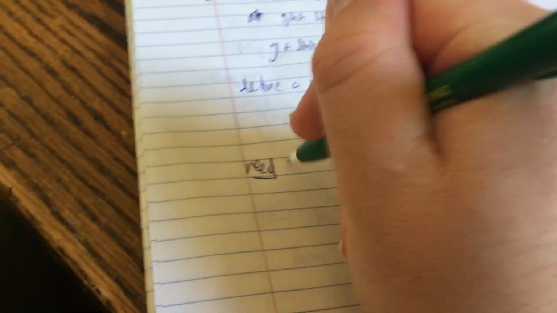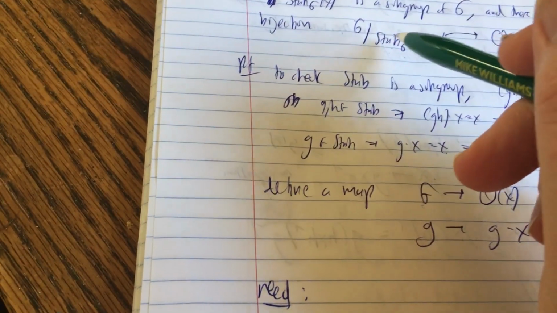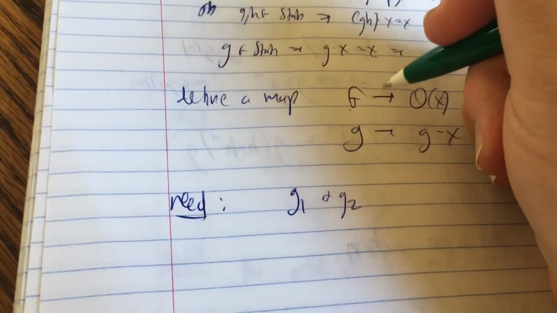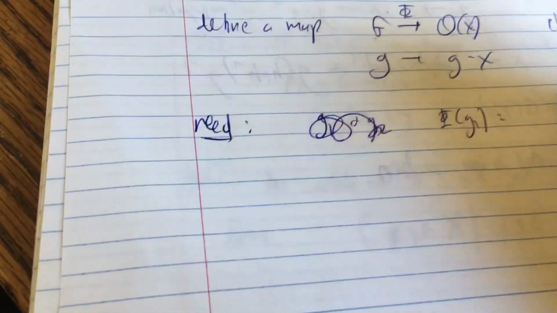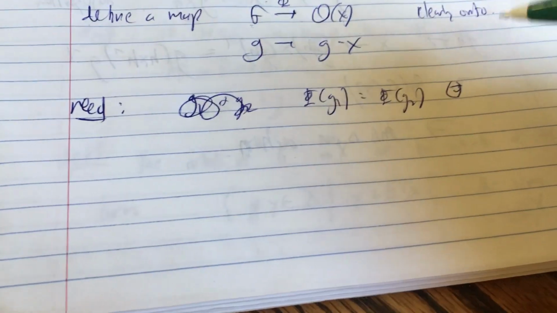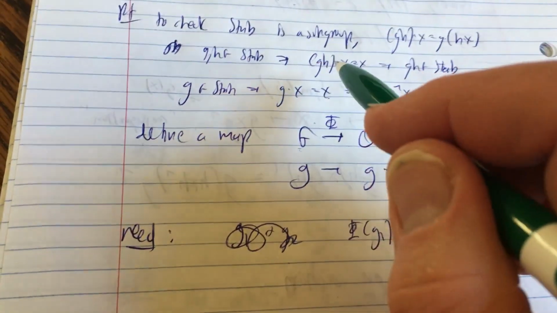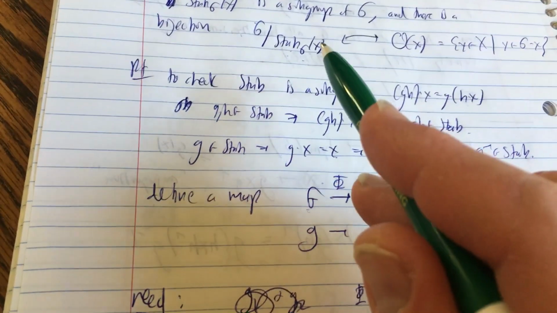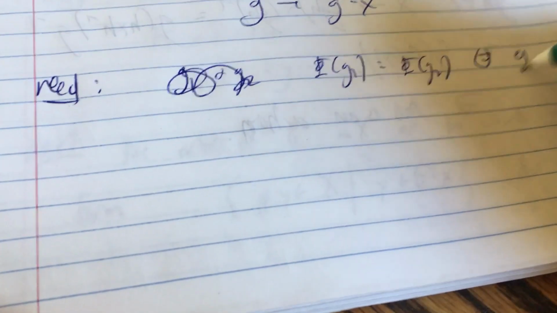So what do we need to show? It's not one-to-one, but it can be corrected to be one-to-one after modifying by an equivalence relation. So what do we need to show? We need to show that for G1 and G2, let's call this map capital Phi, phi of G1 equals phi of G2 if and only if, now if it were one-to-one, I would say if and only if G1 equals G2. Since it's this different thing, I'm going to say if and only if G1 tilde G2.